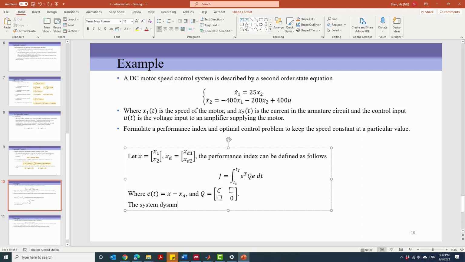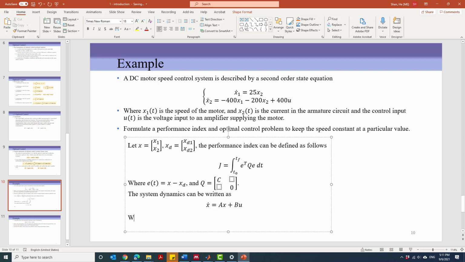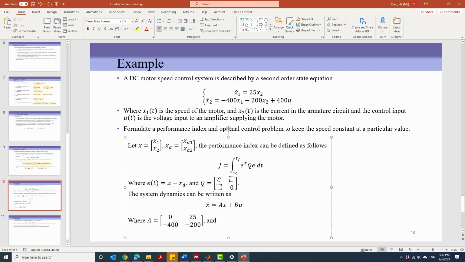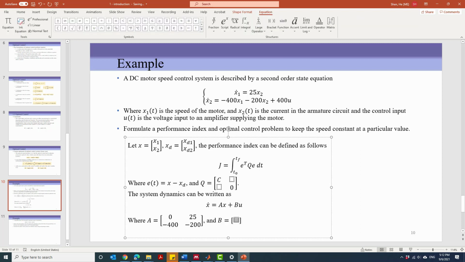The system dynamics can be put into standard state space form, where A is a 2x2 matrix. The first row comes from the first equation, which on the right hand side has a coefficient of 0 for x1 and 25 for x2. So we have 0, 25 here. And the second row has negative 400, negative 200, and the matrix B is simply 0 and 400.